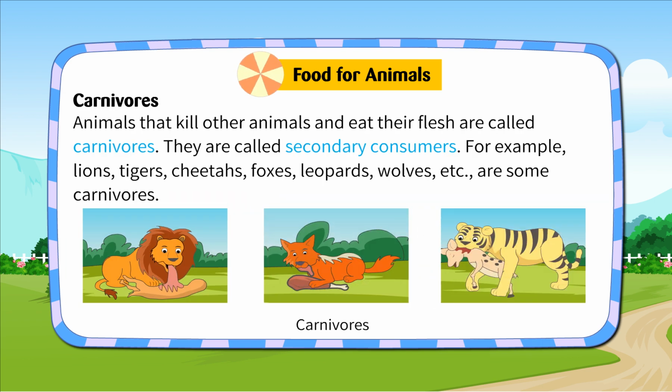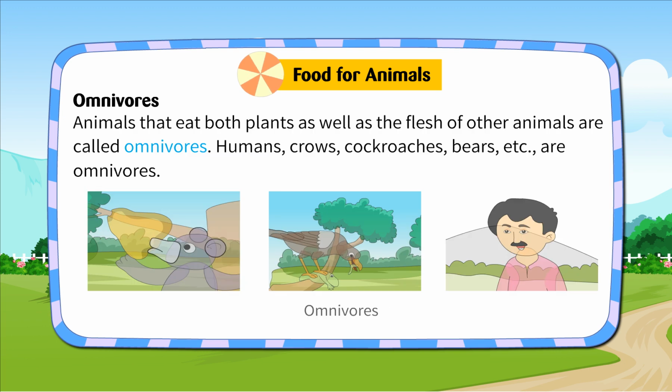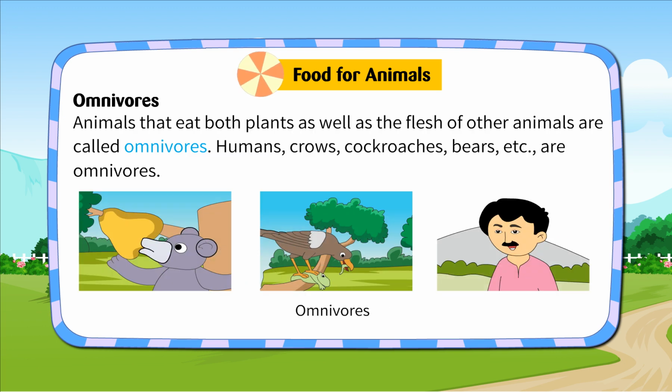Carnivores. Animals that kill other animals and eat their flesh are called carnivores. They are called secondary consumers. For example, lions, tigers, cheetahs, foxes, leopards, wolves, etc. are some carnivores. Omnivores. Animals that eat both plants as well as the flesh of other animals are called omnivores. Humans, crows, cockroaches, bears, etc. are omnivores.